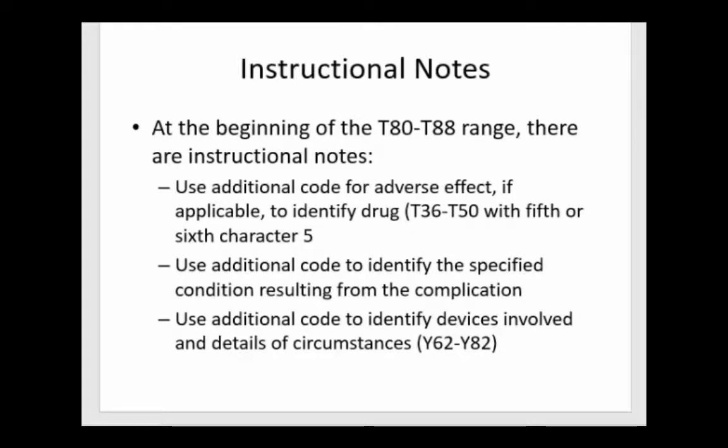At the beginning of the T80 through T88 range, there are instructional notes that tell the coder to use an additional code for the adverse effect. And if you recall, the adverse effect is in the code ranges T36 to T50 with a 5th or 6th character 5 to indicate it's an adverse effect. You're going to use an additional code to identify whatever condition is resulting from that complication, as well as any devices involved and circumstances that are involved in this particular code.